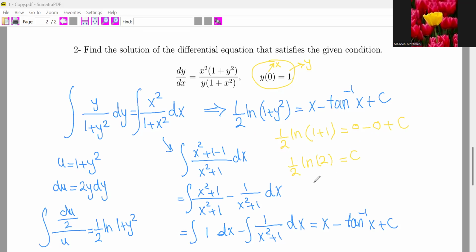And instead of this, we can write ln of 2 to the power 1 over 2, which means the square root of 2. And we would replace that here. So this will be the final answer. But the left side is 1 over 2 ln of 1 plus y squared. Don't forget to write that here.